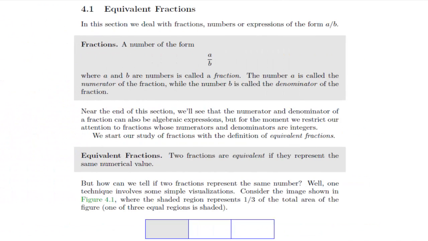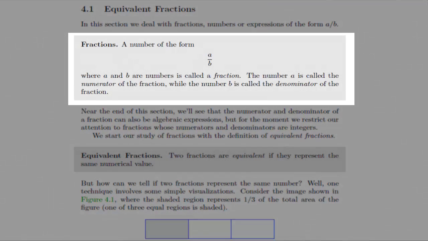In this section, we deal with fractions, numbers or expressions of the form a over b. Fractions. A number of the form a over b, where a and b are numbers, is called a fraction. The number a is called the numerator of the fraction, while the number b is called the denominator of the fraction. Near the end of this section, we will see the numerator and denominator of a fraction can also be algebraic expressions, but for the moment we restrict our attention to fractions whose numerators and denominators are integers.